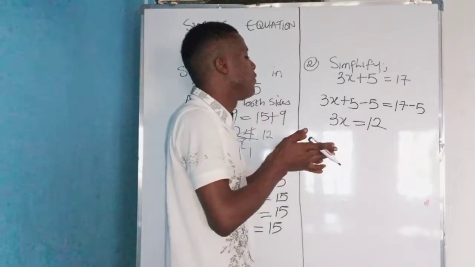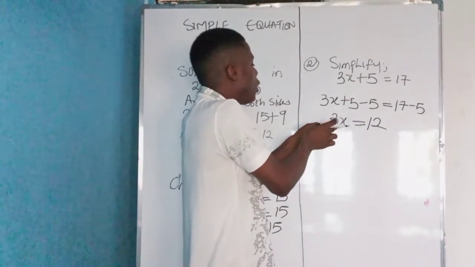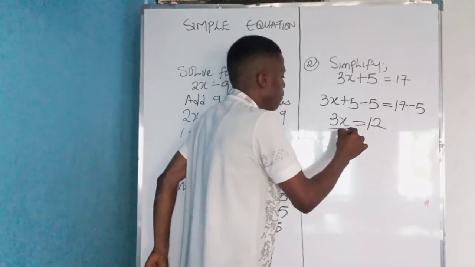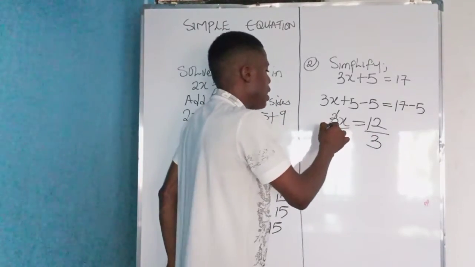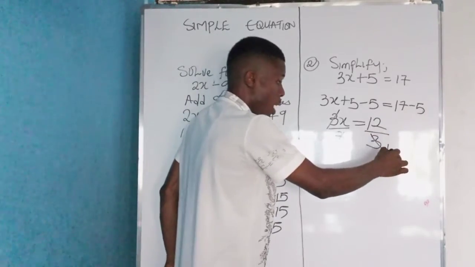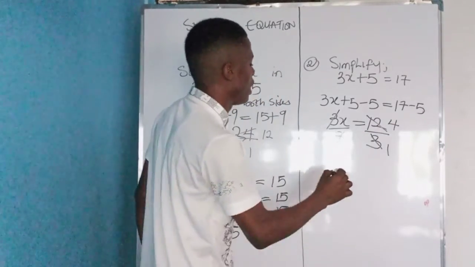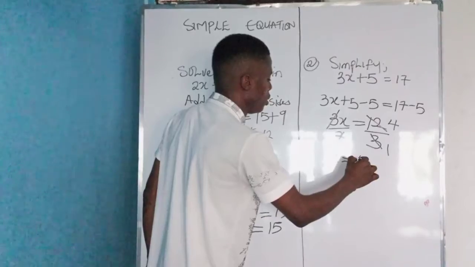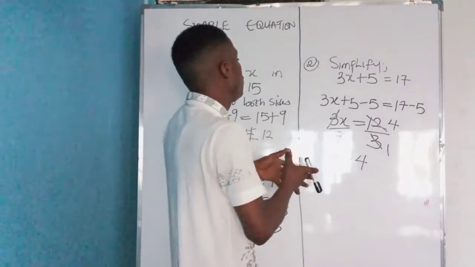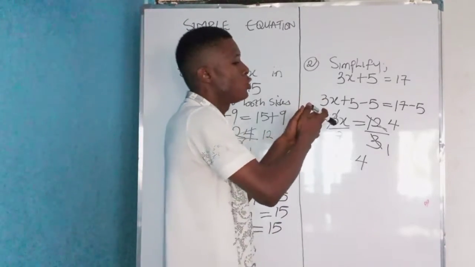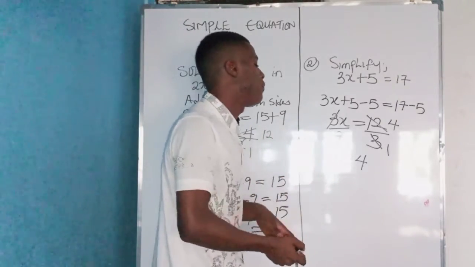For me to know the value of x in this equation, I have to divide through by the coefficient of x, and the coefficient of x is 3. So I divide by 3 on both sides. 3 and 3 cancel out, 3 divided by itself is 1, and 3 divided into 12 is 4. So in the end, I have x equal to 4. You can see that the value of x that will satisfy this equation, making the left-hand side equal to the right-hand side, is 4.